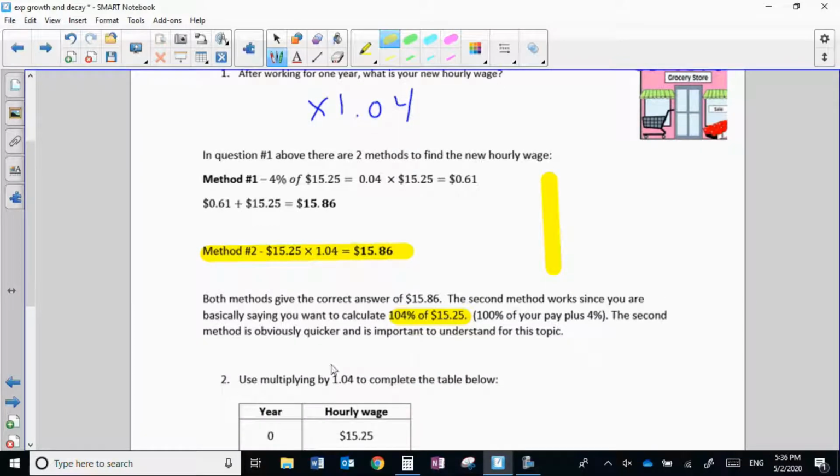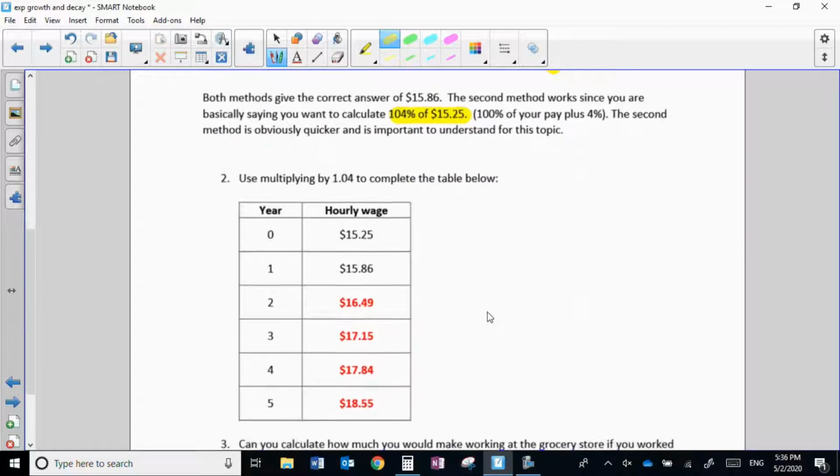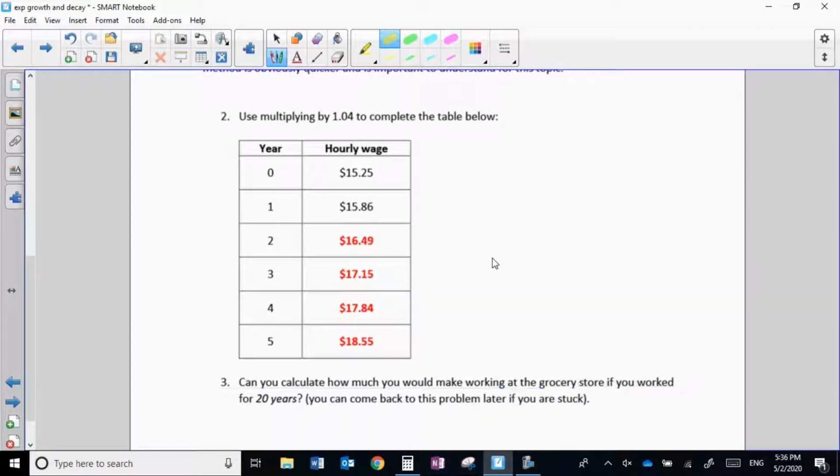Using that 1.04 allows you to fill the table out, and here I've shown it to you. Now, if you're off by 1 cent in a couple of these examples, that's okay. There's rounding that happens, and depending how you do it, if you round and then multiply by 1.04, or you take the unrounded number and multiply by 1.04, then you might be off by 1 or 2 cents at the end, and that's not important in this example. What is important is the pattern, because the pattern is going to allow us to answer this question of 20 years without going through and multiplying by 1.04 20 times.